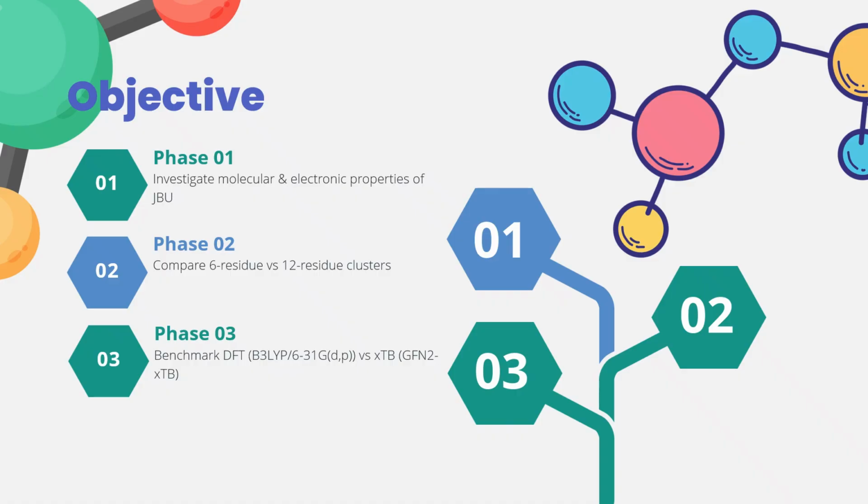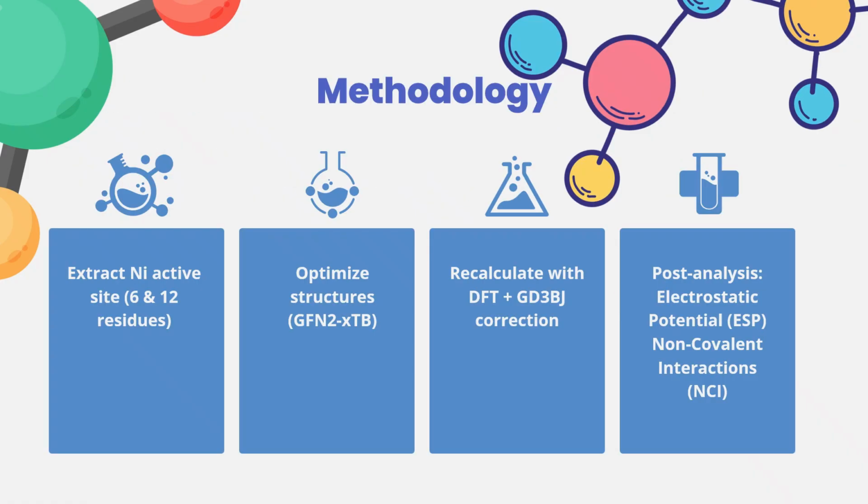Here's our workflow. We first extracted the active site residues from the protein structure. 2 models were made, one with 6 residues and one with 12 residues. Both models were optimized using GFN2-xTB for efficiency. Final calculations were done at the DFT level, including dispersion corrections. Post-processing analyses included electrostatic potential mapping and non-covalent interaction analysis using tools like Multiwfn and VMD.